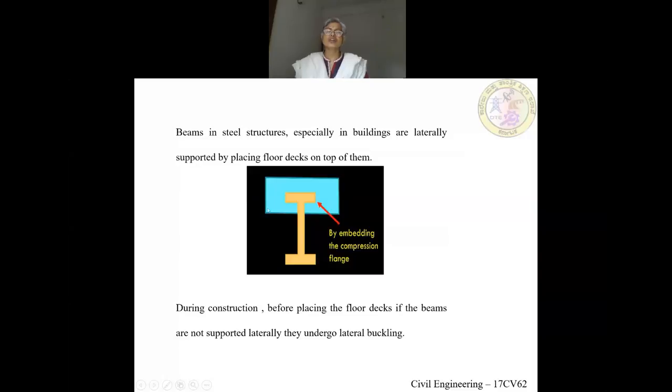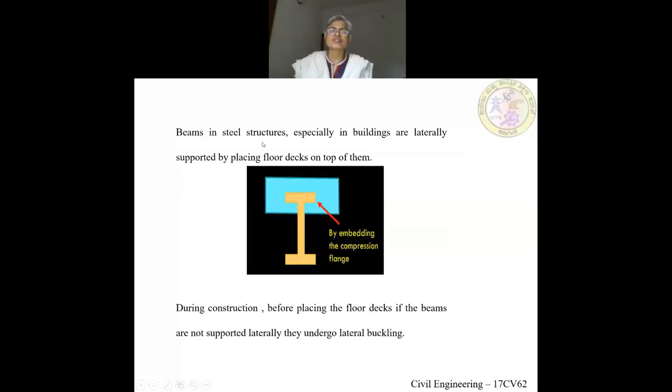Therefore, normally in steel structures, the compression flange is supported like this so that it will not undergo lateral buckling. In case it undergoes lateral buckling, its moment carrying capacity reduces. In order to increase its moment carrying capacity, the compression flange will be supported like this. This is one way of supporting, that is by embedding the compression flange in concrete.